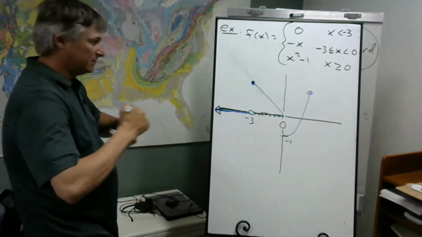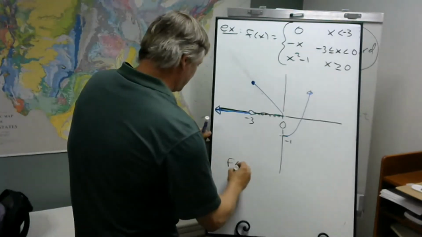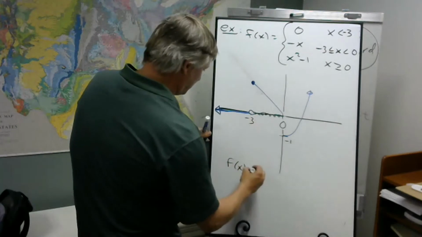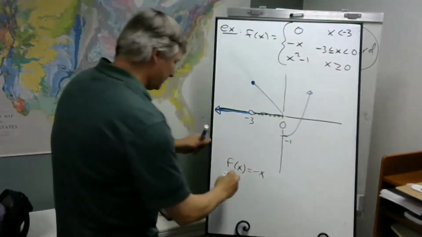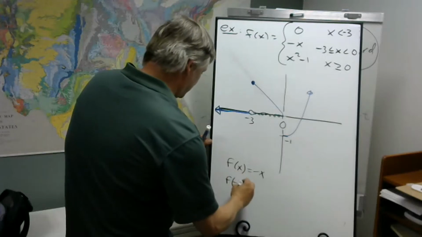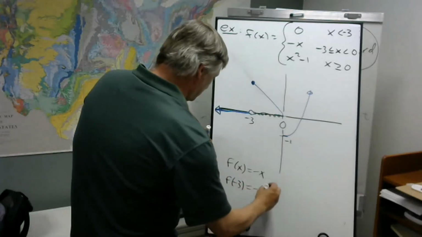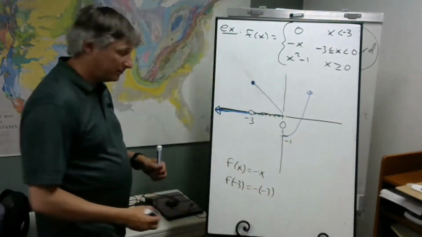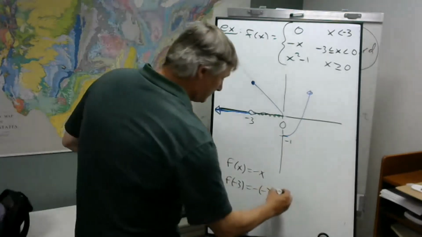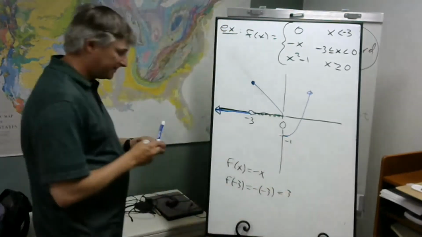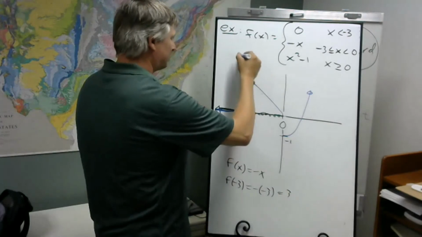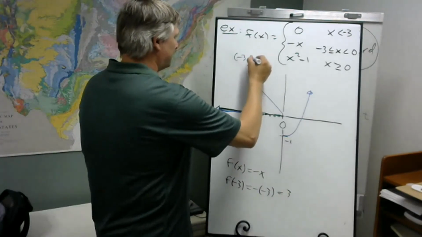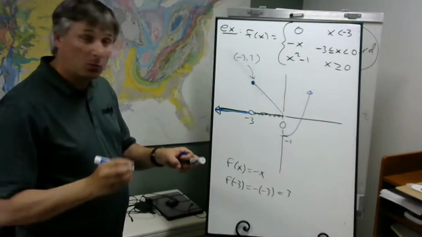And if you want to check this, we got f of x being -x when x is equal to -3. So it means f of -3 is -(-3). Double negative is a positive. And you get 3. This point here is -3. If you were interested, if you wanted to know.